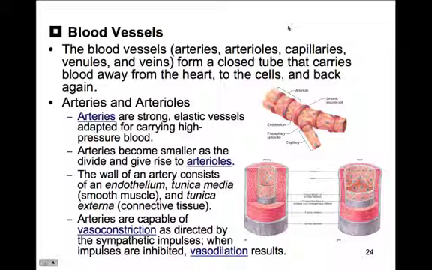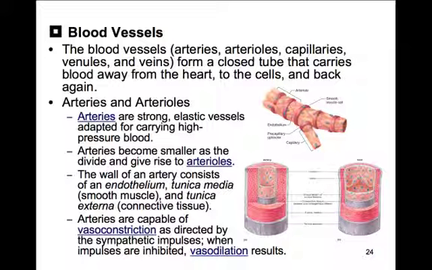The wall of an artery consists of endothelium, tunica media, and tunica externa. You can see that all three layers are present in both arteries and veins. However, in the artery, we have a much thicker tunica media, or smooth muscle layer, because the arteries actually have some contraction strength themselves as they vasodilate and vasoconstrict in order to maintain vascular tone.